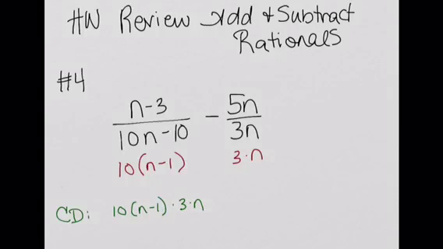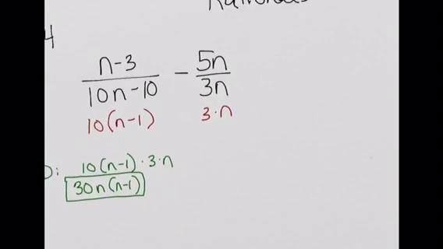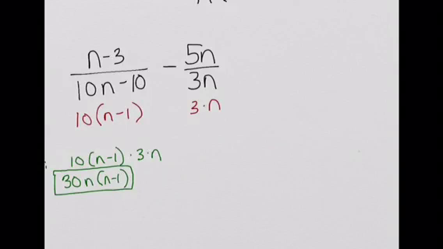Let me go ahead and rewrite this so it's a little bit neater. The first number 10 and 3 meet up at is 30. So everybody's got to have a 30 and an n minus 1. That is going to be my common denominator that I want everyone to have. So I'm going to take these two fractions, slide over here just a little bit, and rewrite it.